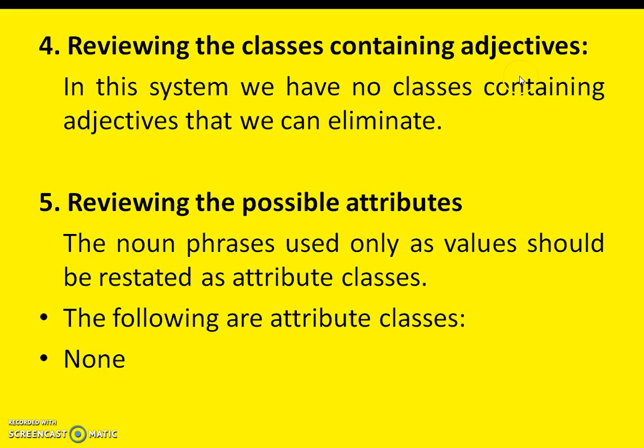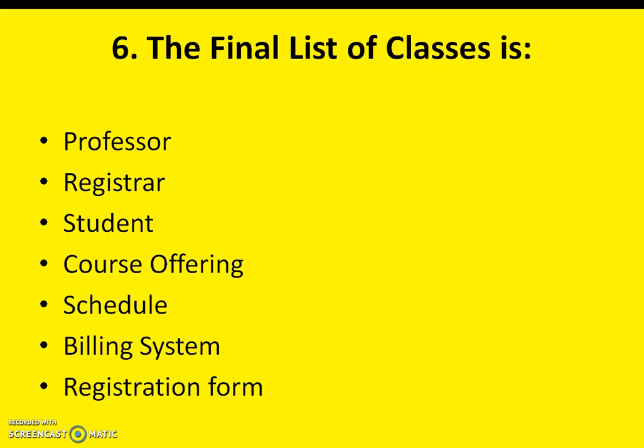Reviewing the classes containing adjectives. In this system we have no classes containing adjectives that we can eliminate. Reviewing the possible attributes. The noun phrases used only as values should be restated as attributes. In the following example there are none. The final list of candidate classes is professor, registrar, student, course offering, schedule, billing system, registration form.